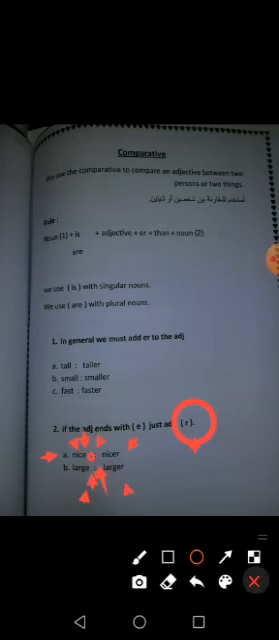We have e. Can you see? Nice, here we have e, so just add r. Nice, nicer. Large, larger. We add r. Okay.